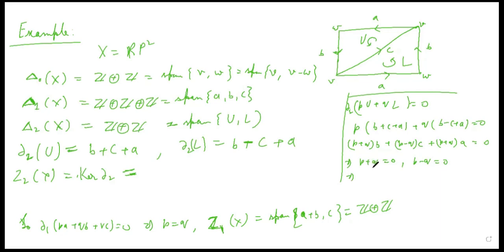But this implies what? If you just add these two, then 2p is 0 implies p is 0. But then q also is 0. So this equal to 0 implies p and q both are 0. So its kernel of this boundary map is trivial. Okay. Hence second homology group is going to be trivial.